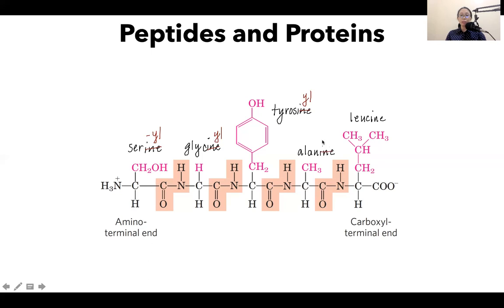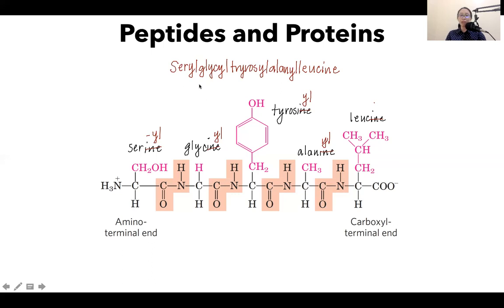So this peptide will have a name: serylglycyltyrosylalanylleucine. So the last amino acid residue, we retain its name. So of course, this is not practical if you have a very long peptide.